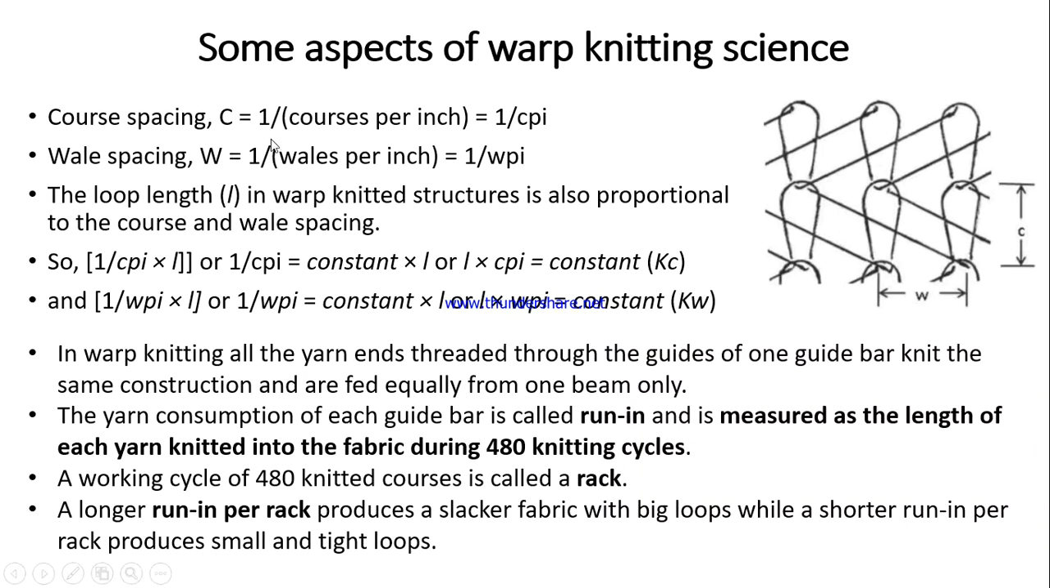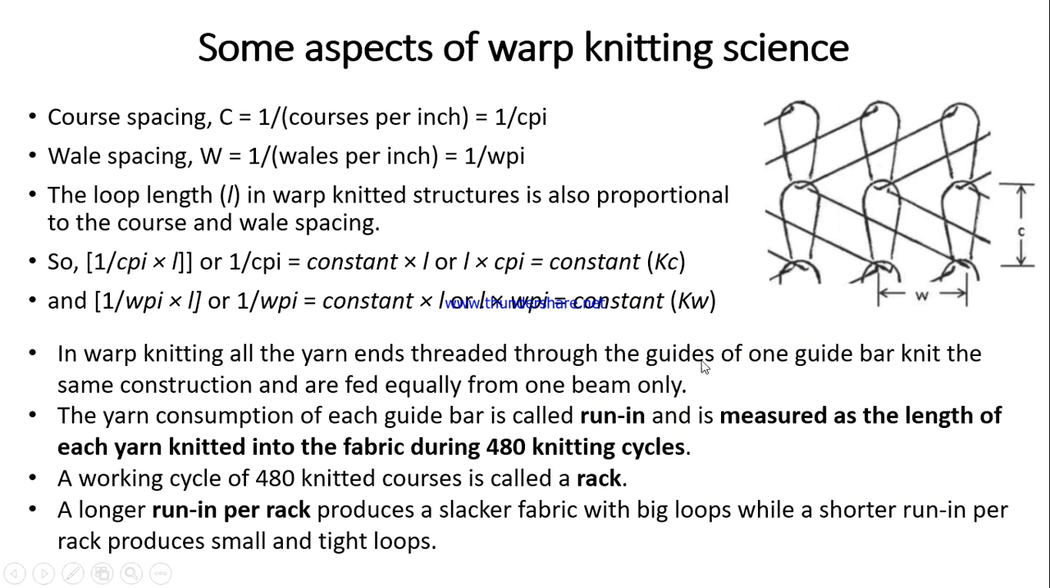So course spacing C is equal to 1 by courses per inch, similar to the weft knitted structure. Wale spacing is 1 by WPI, wales per inch. Loop length L in the warp knitted structure is also proportional to the course and the wale spacing, like weft knitting. So 1 by courses per inch is equal to a constant into L, or L into courses per inch is equal to a constant, which is again called Kc. Similar to weft knitting, in the case of wales per inch also, Kw, the wale constant, is there.